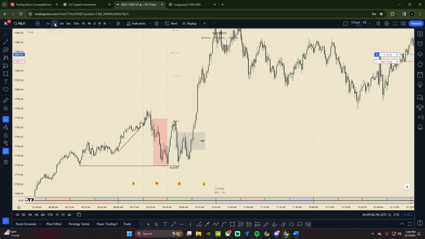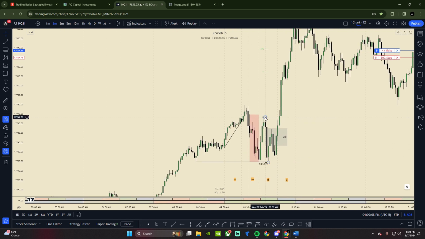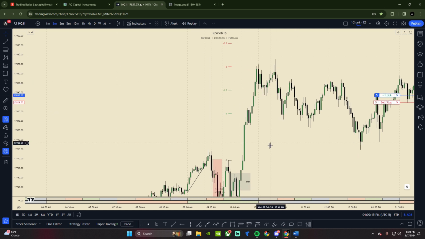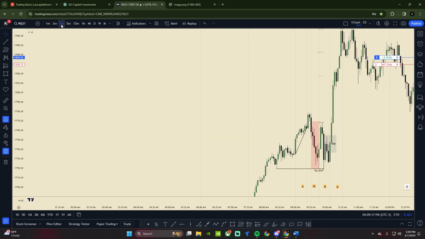So if you take the setup on the 2-minute, I just like the body personally. It still works regardless. We still came up to the 2 to the 2.5, and that's where we reversed, which is kind of what I wanted to get at.